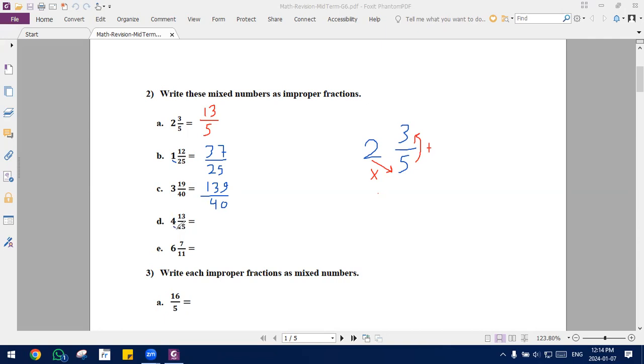Next one we have 4 times 15, which is 60, and then plus 13, 73 over 15. Then the last one, 6 times 11, 66, plus 7, 73 over 11.